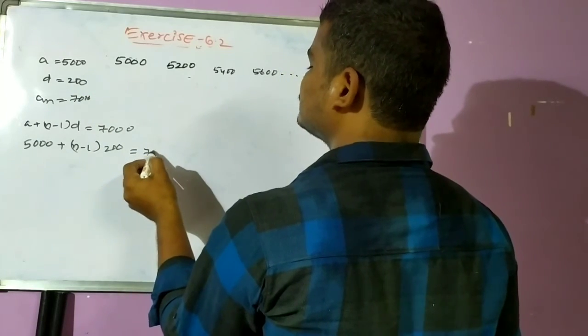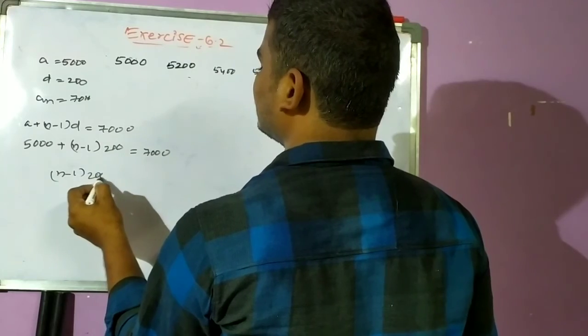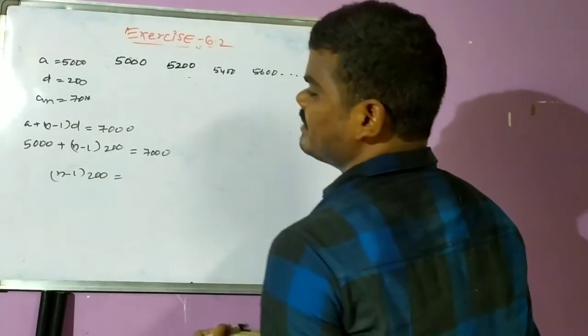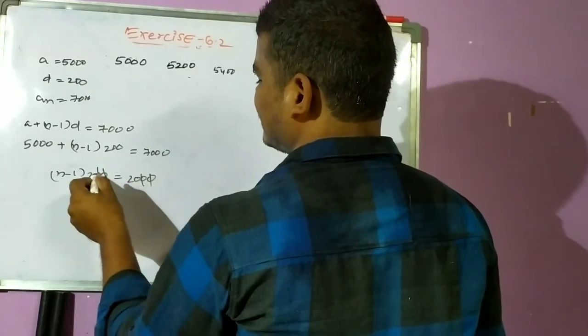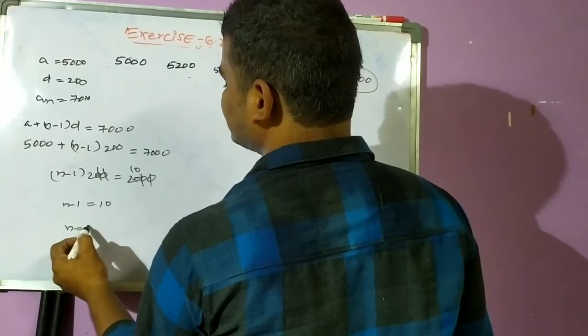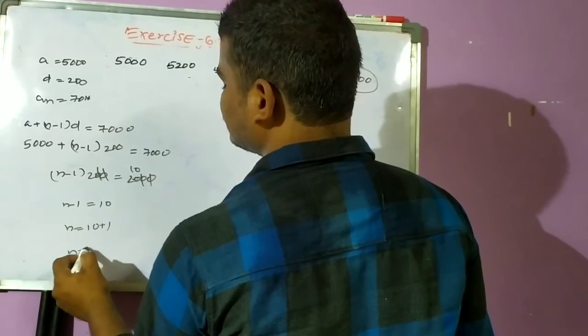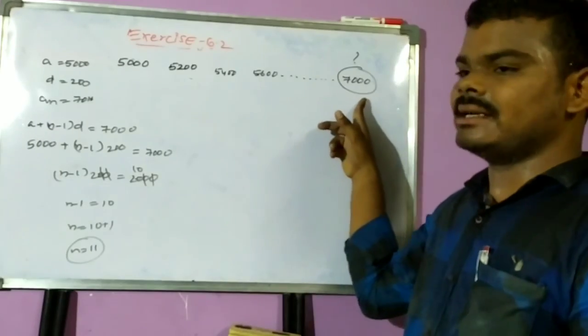Which is equal to 7,000. N minus 1 into 200 is equal to 7,000 minus 5,000, which is 2,000. Both 200 and 2,000 reduce to 10. N minus 1 is equal to 10. N is equal to 10 plus 1. N is equal to 11. After 11 years, he got the salary of 7,000.